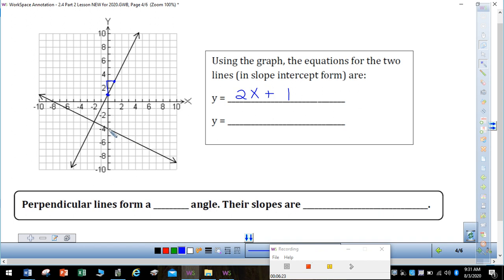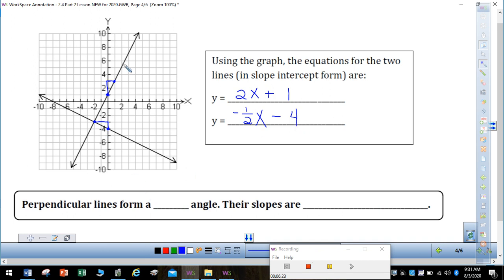Now the second line has a y-intercept of -4, and to get from one point to the next point, we're going to go up 1 space, and then we're going over 2 spaces to the left. So up 1 over 2 means that our slope is going to have something to do with the fraction 1/2, but because this line is decreasing as we go from left to right, that means that the slope is negative. So it's -1/2 x, and then our y-intercept was -4.